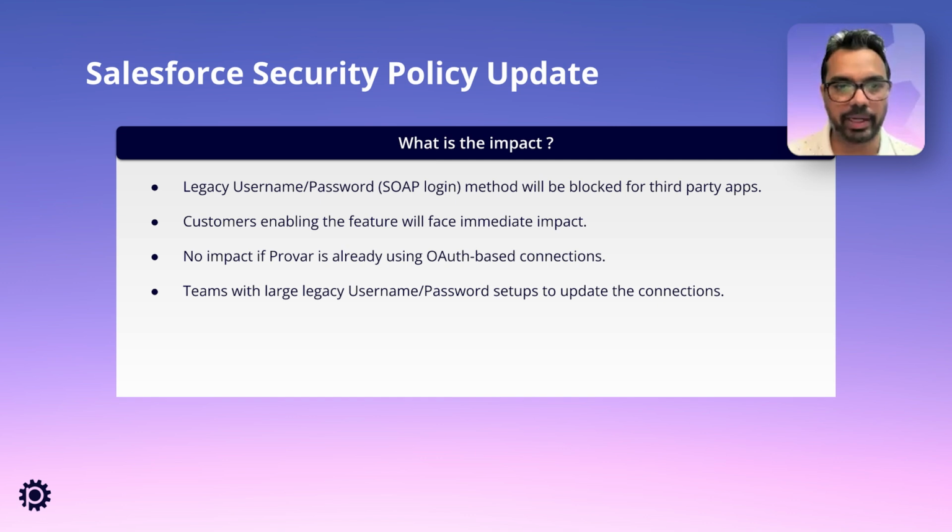It's a significant impact. This means Provar connections that are using this username-password method will be impacted, because now this security control is enabled in your org. So you'll have to make sure you're updating that. We'll talk about that in a minute. But if you're using an OAuth connection with Provar, then there is no impact. It will continue to work fine. But your team will have some additional overhead to make sure all the username-password setups are updated to OAuth.